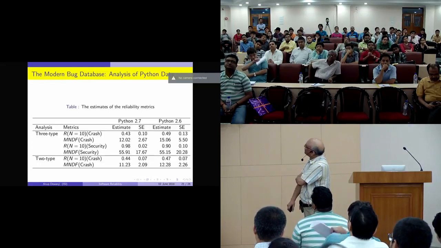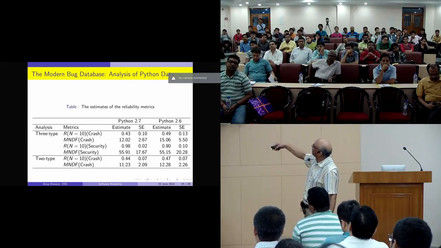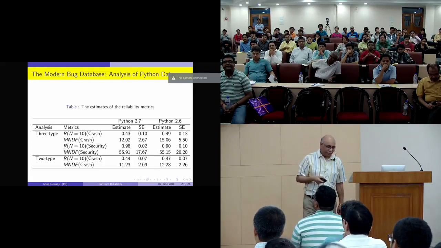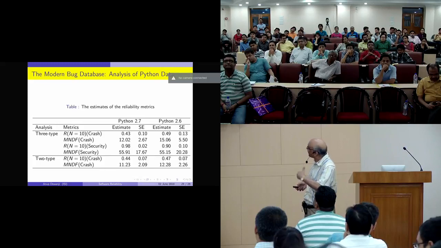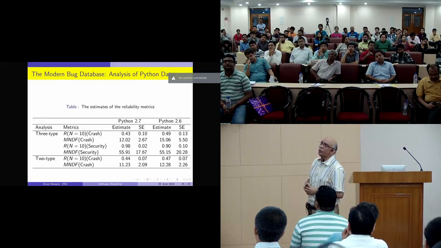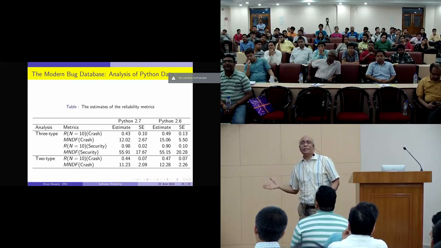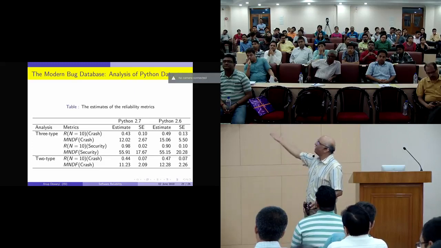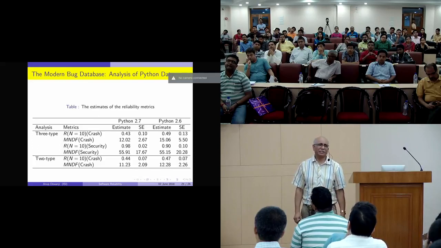And with the 3 type modeling, the crash results are very similar, but the security results seem to be more reliable. So the security type defects are getting rarer and rarer. With respect to that kind of defect, Python seems to be more reliable. But the point is, we could compare the 2 versions, Python 2.6 and Python 2.7, to see that their reliabilities are pretty much the same, and probably there was no need for introducing this Python 2.7 version. It didn't make any real improvement.